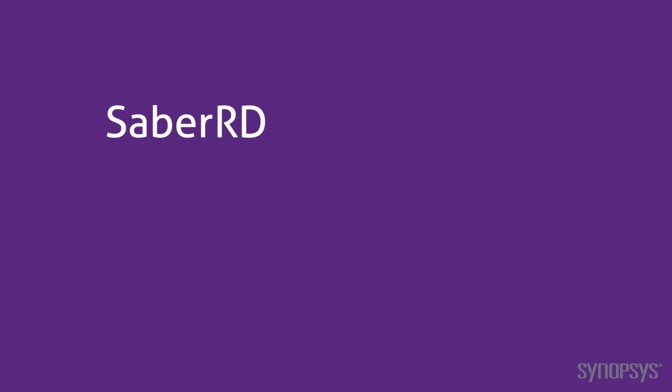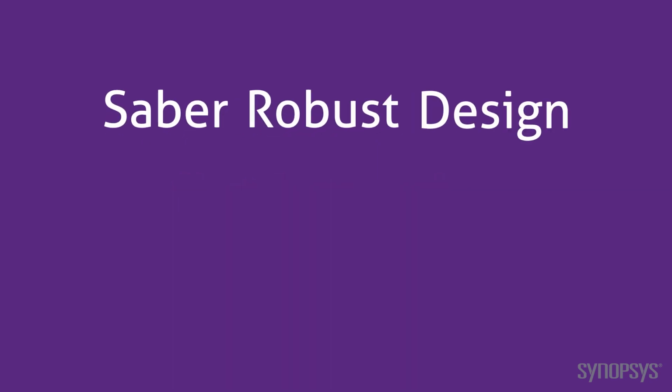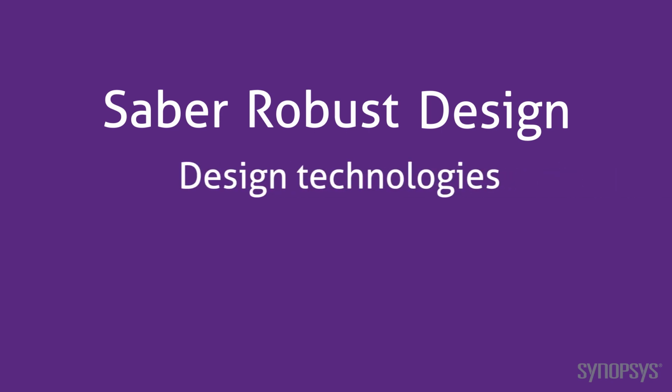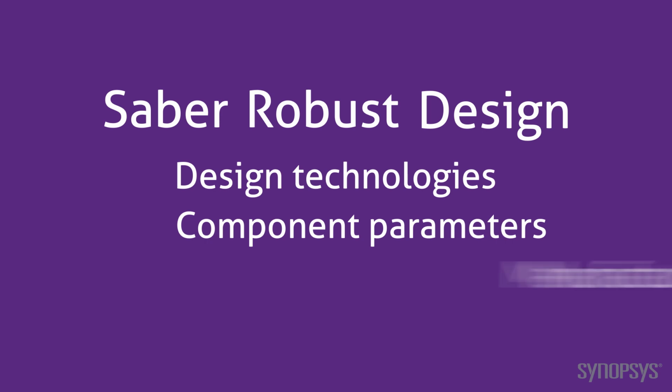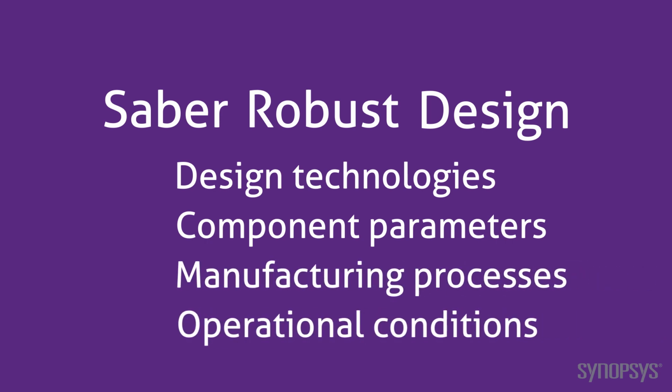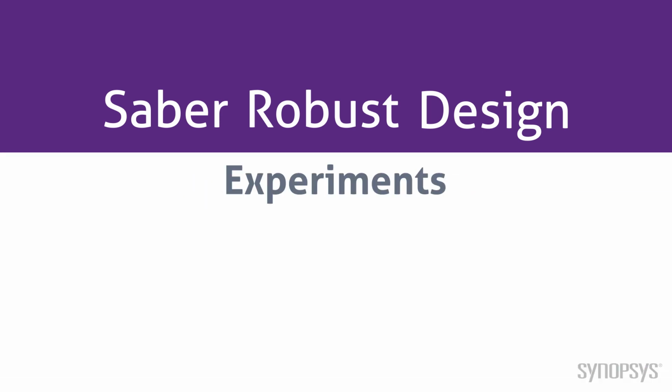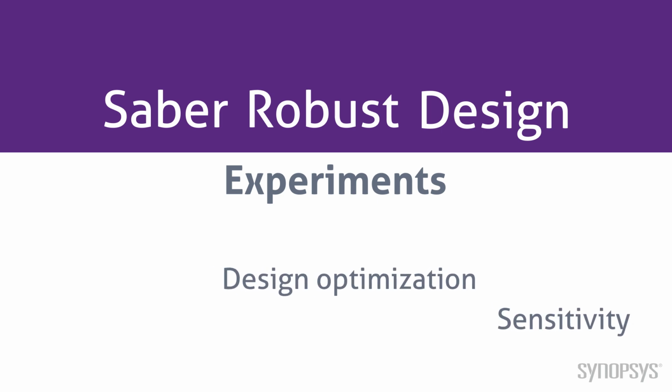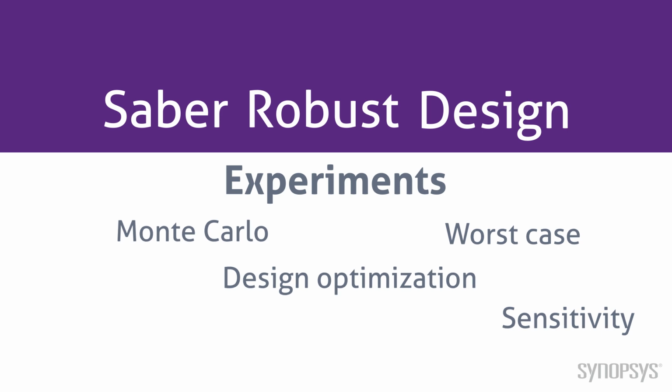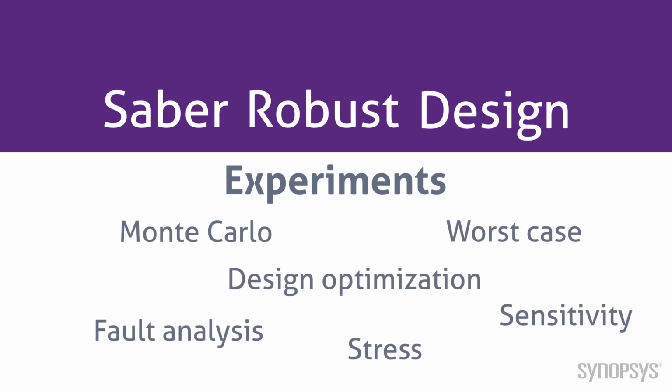The RD in SaberRD signifies robust design. Robust design makes system performance immune to variations in design technologies, component parameters, manufacturing processes, and operational conditions. Experiments are an important component of the robust design capabilities within SaberRD. Once you know how to create experiments, you will be ready to apply robust design tactics such as design optimization, sensitivity, Monte Carlo, worst case, stress, and fault analyses.